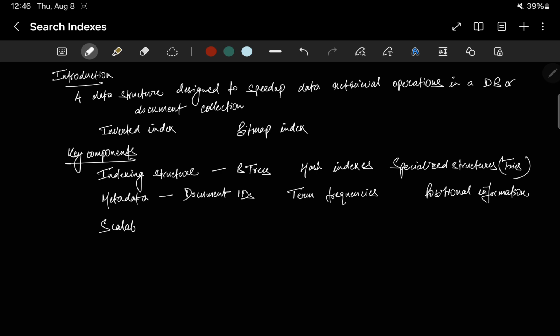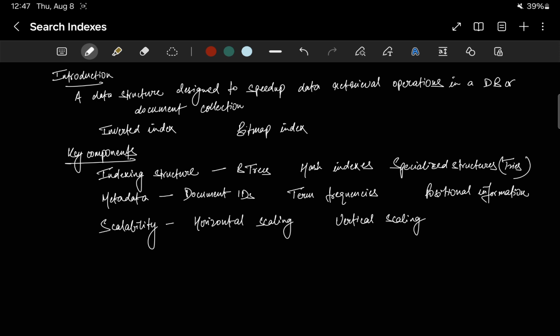And then scalability. It has horizontal scaling and vertical scaling. Horizontal scaling distributes the index across multiple nodes for handling larger data sets, and vertical scaling enhances performance by adding resources to a single node, accommodating increased query loads.